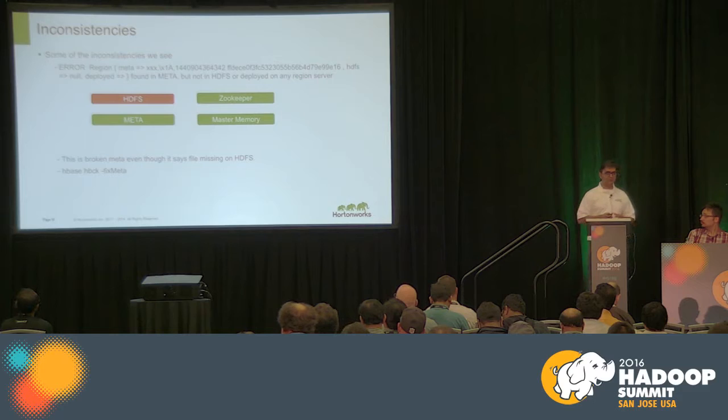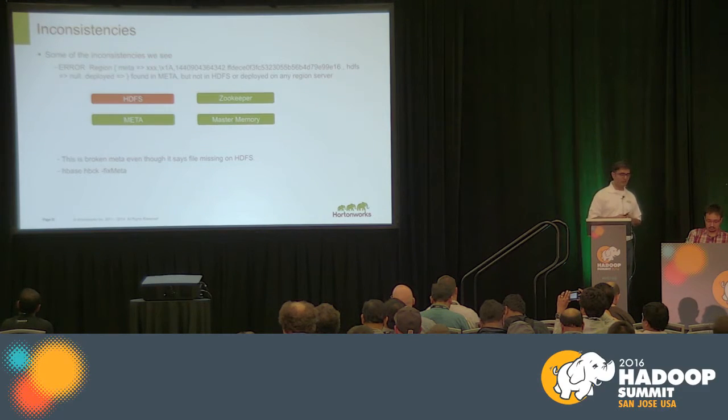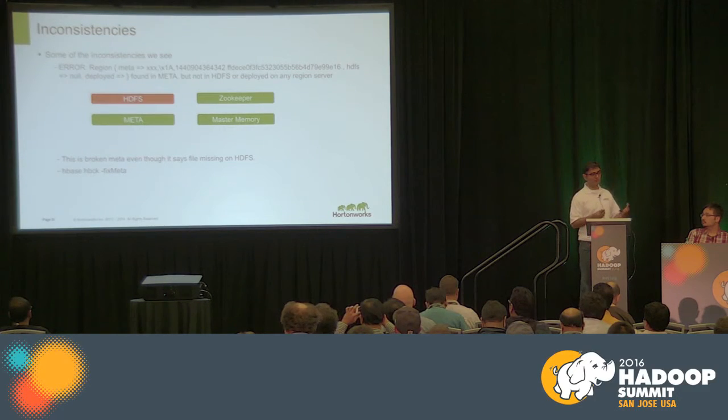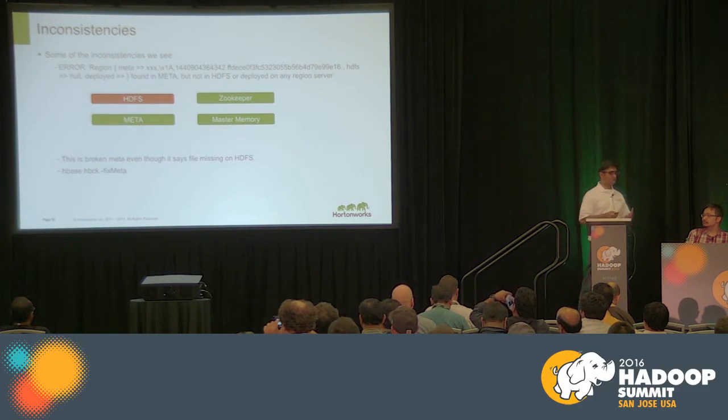Some of the examples that I have here for inconsistencies: when you run HBCK, it's going to tell you "found in Meta but not in HDFS." So information is in Meta but not in HDFS. Go ahead and fix it with HBCK using the fix Meta option to get this corrected.